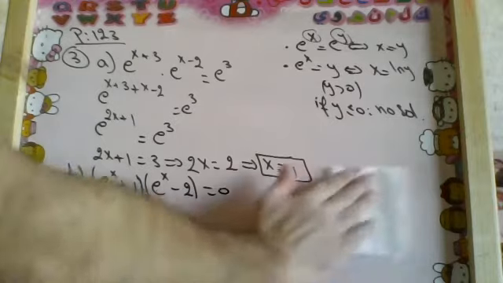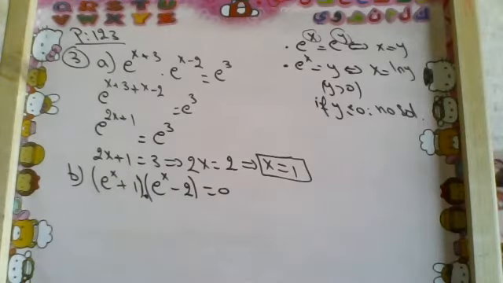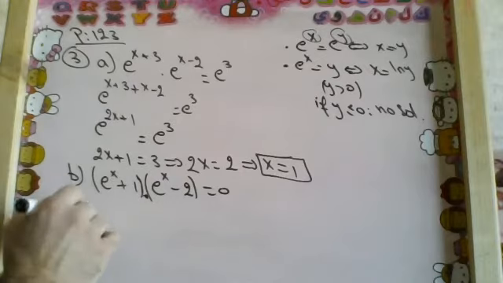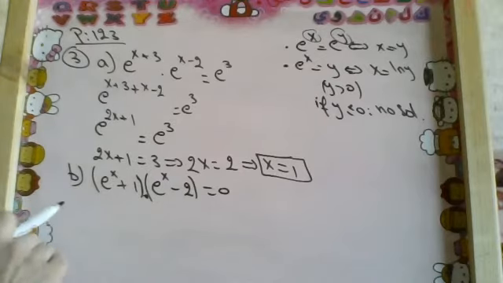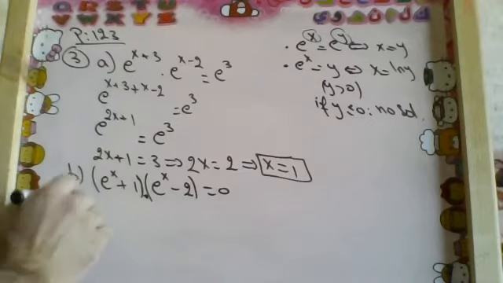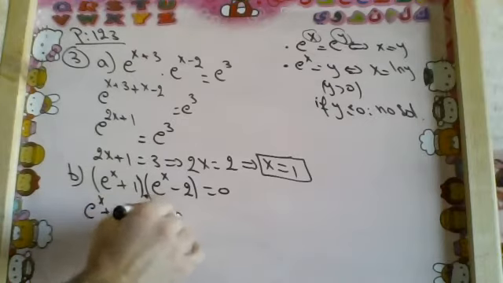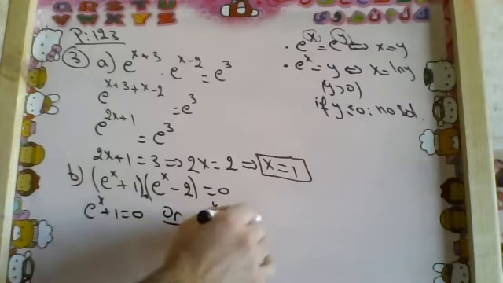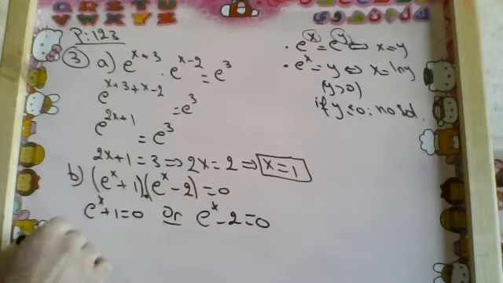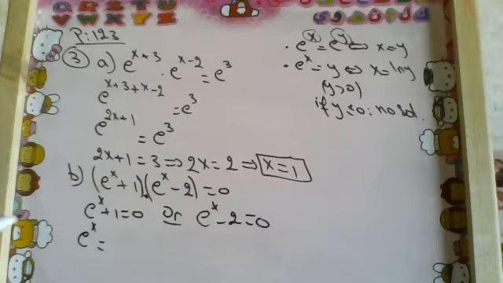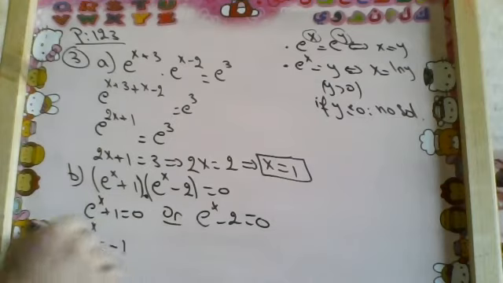Of course, if you expand, you'll get an answer by using the calculator. Can you repeat? e power x equals minus 1 for the first one. e power x plus 1 equals 0 or e power x minus 2 equals 0. So the first one, then e power x is equal to minus 1.